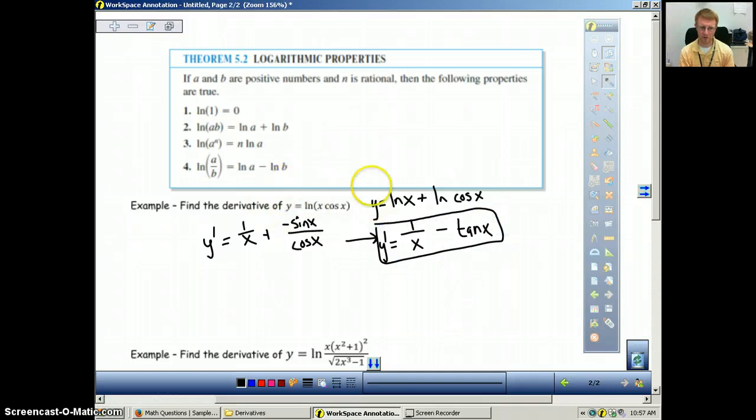Okay, so again, if you see that you can break up your natural log into a few functions so it's easier to take the derivative, then that's what you want to do.